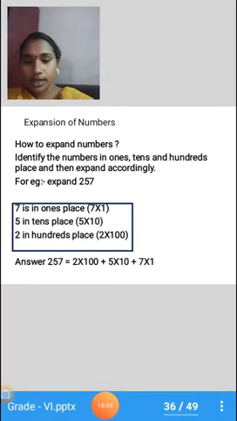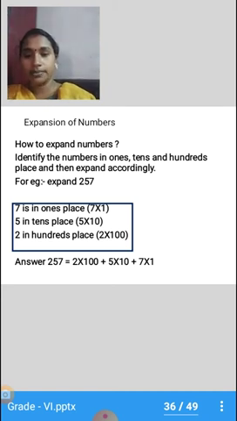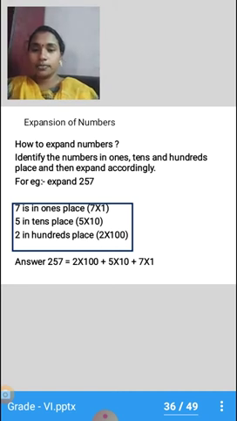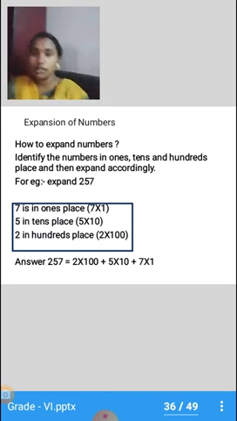Let me tell you in this way. So when I give you an example, 257, 7 is in the ones place, 5 is in the tens place, and 2 is in the hundreds place. So when you expand 257 on the whole, it comes like 2 into 100 plus 5 into 10 plus 7 into 1. Okay children, did you understand?